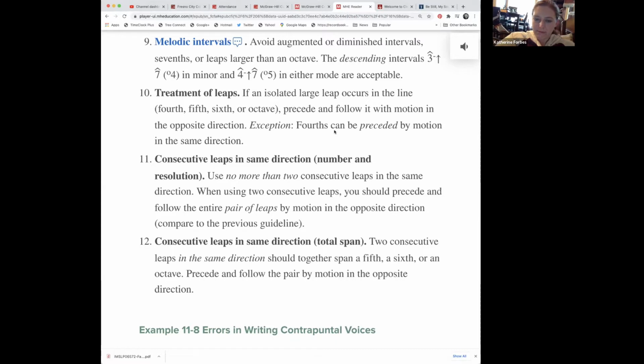Consecutive leaps in the same direction. We want no more than 2 consecutive leaps. And when you have 2 consecutive leaps in the same direction, you should proceed and follow the pair by motion in the opposite direction. 2 consecutive leaps in the same direction should span a fifth or sixth or an octave. Proceed and follow the pair by motion in the opposite direction.